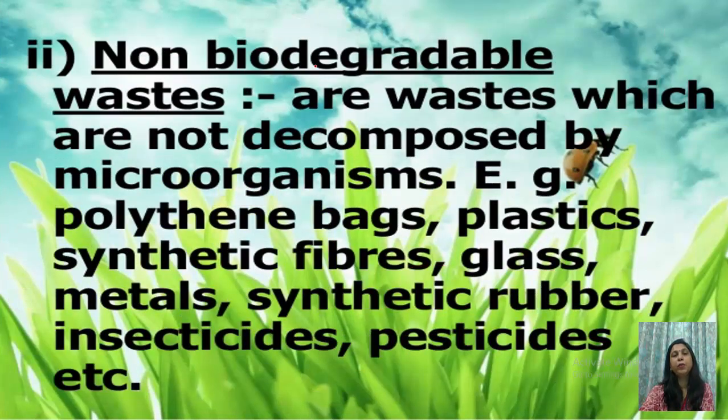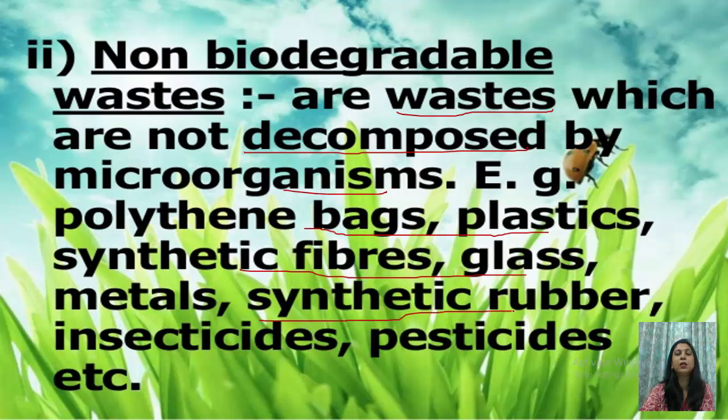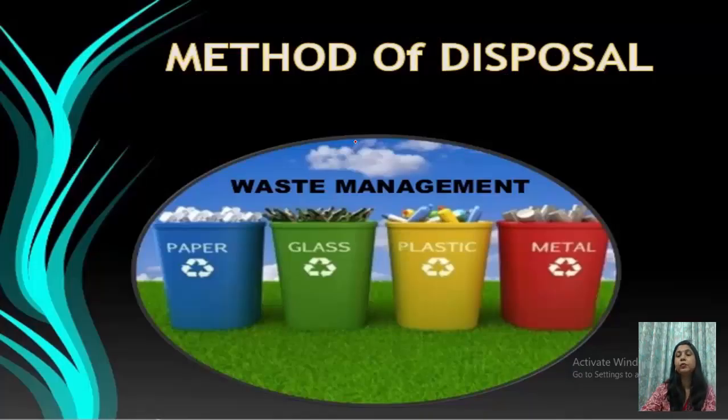Now, non-biodegradable waste. These are the waste which are not decomposed by microorganisms. Example, polythene bags, plastic, synthetic fibers, glass, metal, synthetic rubber, insecticides, pesticides, etc. You can see all of these are artificial things, means which are man-made. That is why they are harmful for our environment.